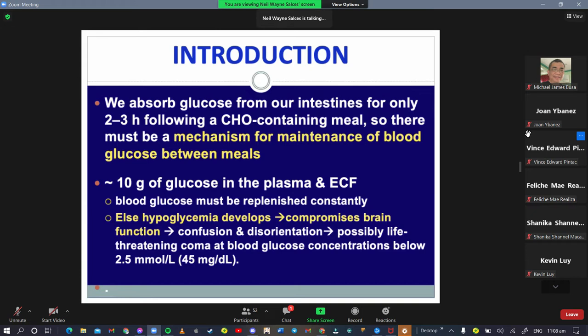This can lead to confusion and disorientation and possibly a life-threatening coma, especially when you have a blood glucose concentration that is below 45 milligrams per dL. So this is basically the expected level of your hypoglycemia that can lead to neurologic manifestations.